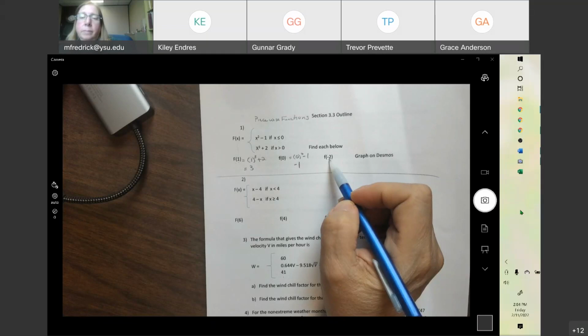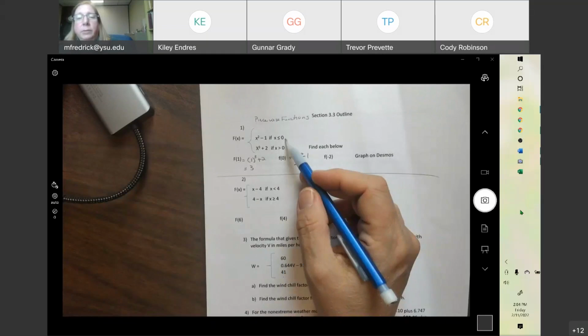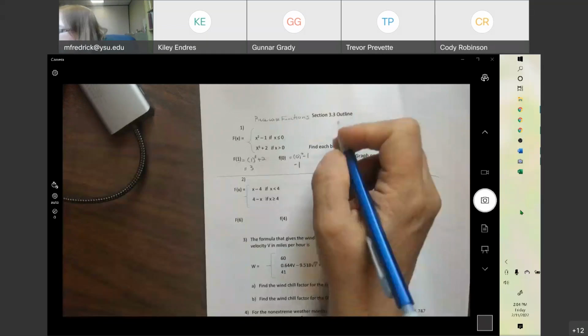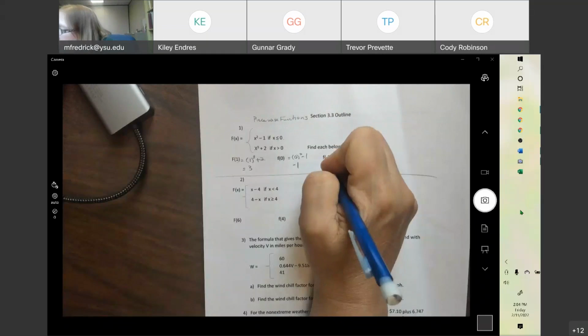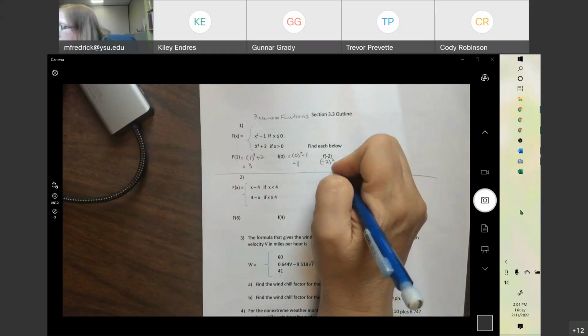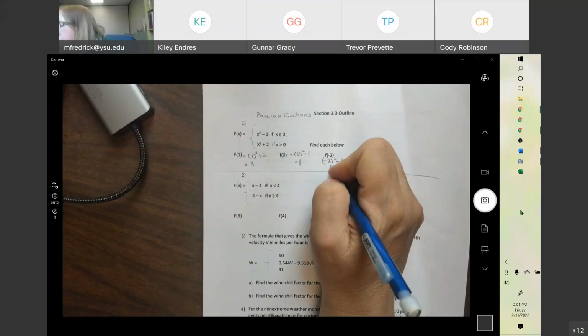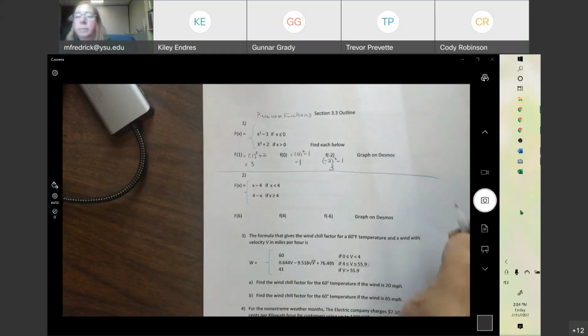Is it top because the x is less than 0? Exactly. So since -2 is less than or equal to 0, we use the top. So we have -2 squared minus 1. -2 squared is a positive 4, minus 1 is 3. Any questions on that?